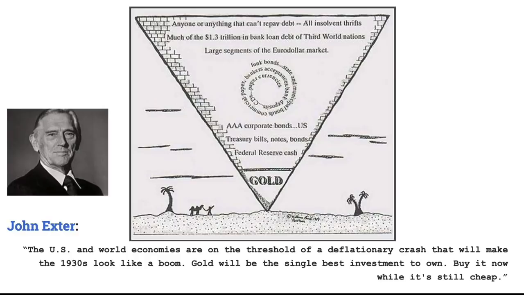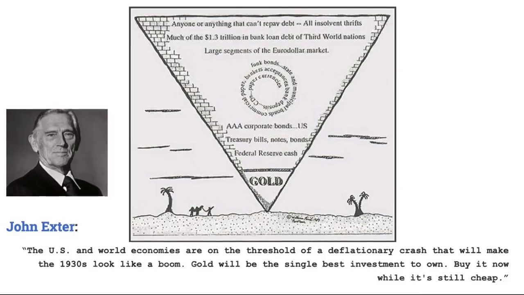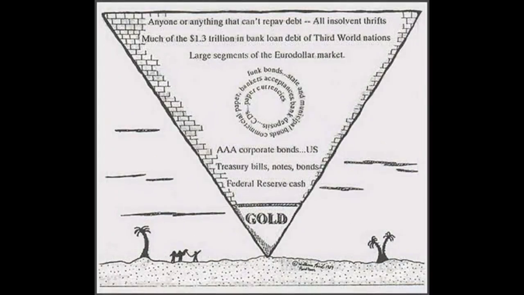His original inverted pyramid reads from the top riskiest to the bottom safest haven asset classes as follows. Anyone or anything that can't repay debt. All insolvent thrifts, much of the $1.3 trillion in bank loan debt of third world nations, large segments of the euro-dollar market, junk bonds, state and municipal bonds, commercial paper, bankers' acceptances, bank deposits, CDs, paper currencies, AAA corporate bonds, U.S. Treasury bills, notes, bonds, Federal Reserve cash, gold.